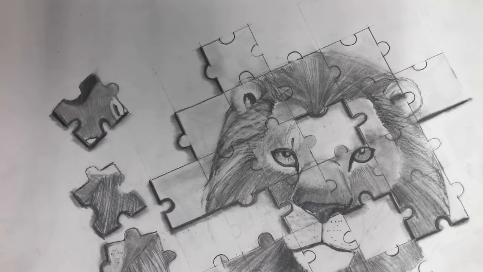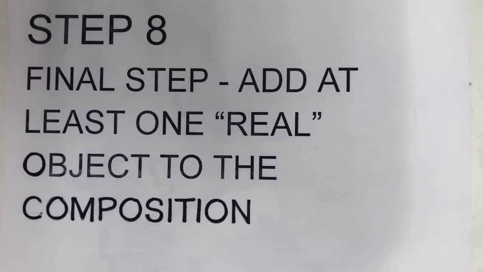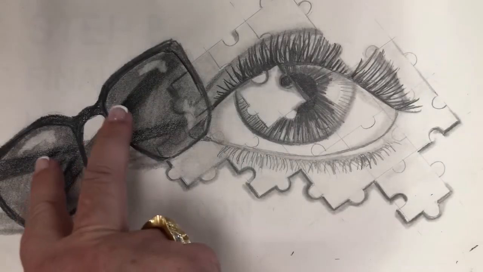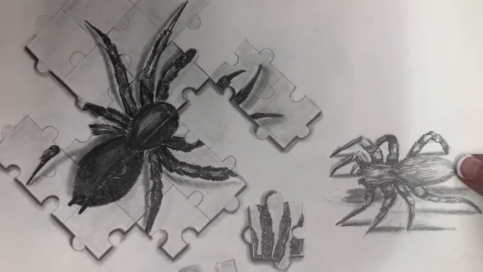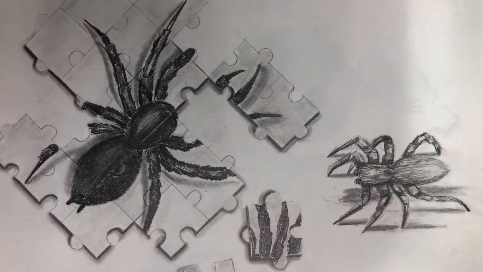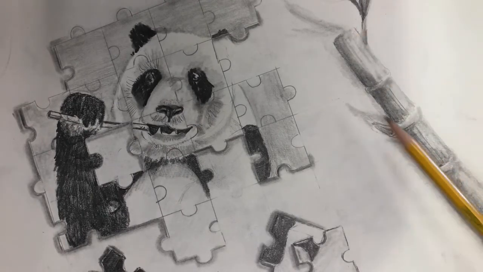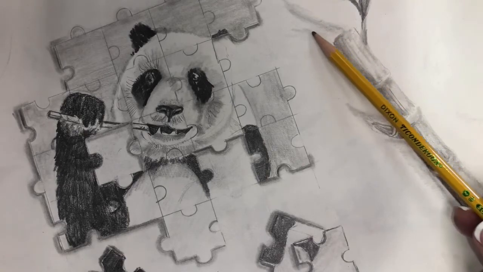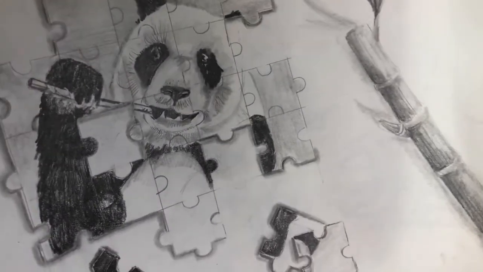Now, our last step in this project, or the final step, is to add at least one real object to the composition. So in the examples I showed you, in this one the artist added a pair of sunglasses. And in this one, we're looking at a spider on the puzzle, and they added a real spider crawling across the paper. And on this one, we're looking at a panda, and they added a bamboo shoot. And again, those real objects are going to have their own cast shadows. So you can decide what's going to go in with your piece.